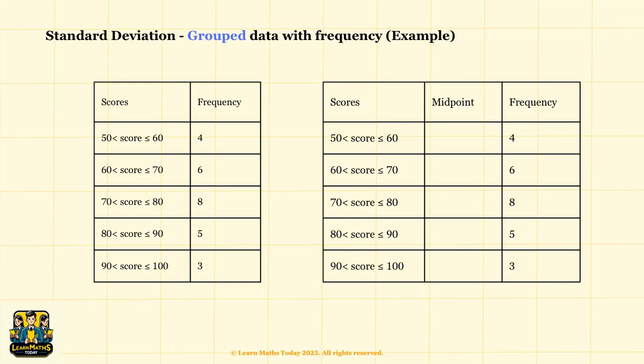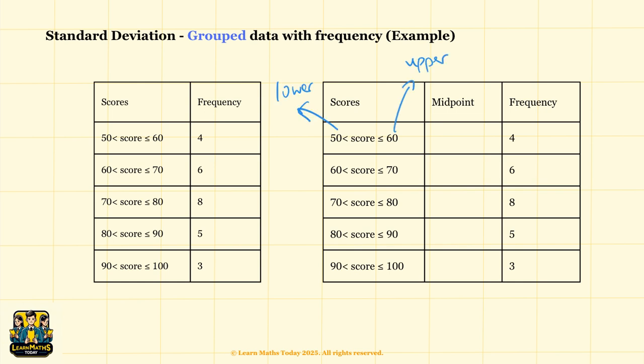It's possible that sometimes we have our data grouped in class intervals, like the one here. Instead of having a precise score like 55 or 56 or 78, we have scores between 50 and 60 with a frequency of 4, or 6 frequency of scores between 60 and 70. In this example, for us to use our formula, we cannot use a range of scores.